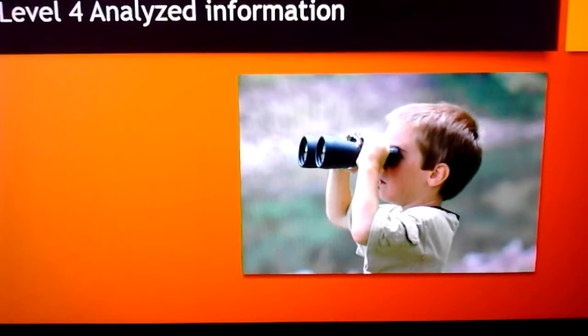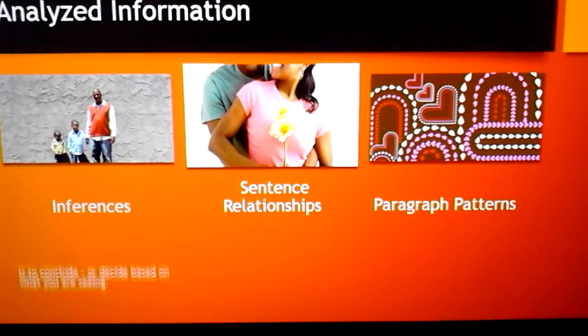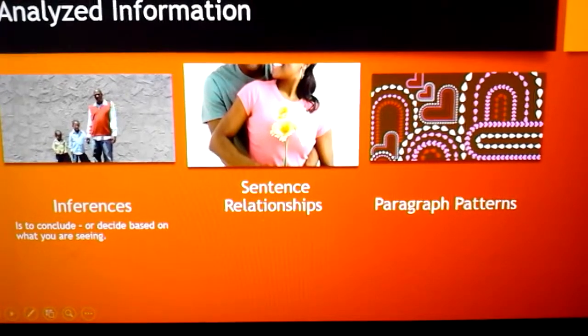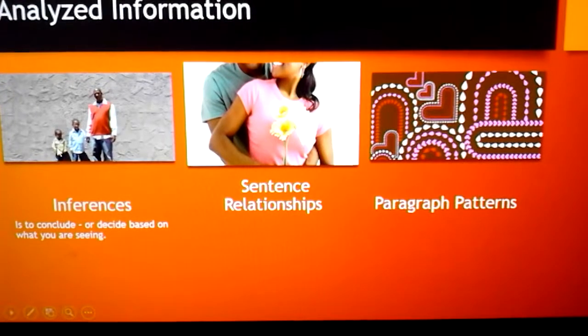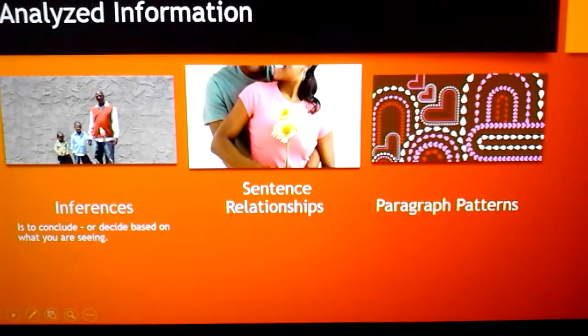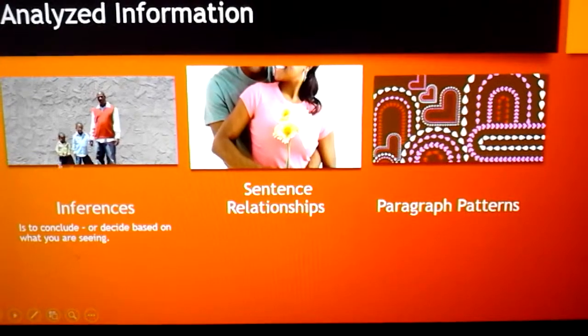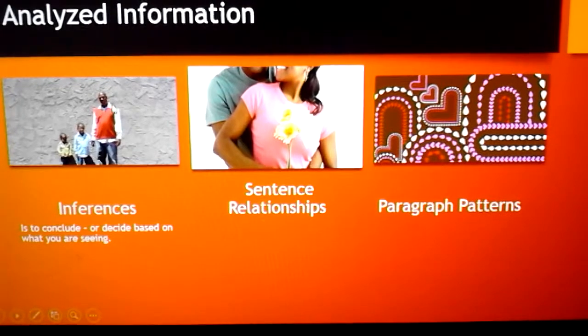So, on level 4, we analyze information. We look at inferences. Inference is to conclude or to decide based on what you are seeing. So, we have a picture with a taller man, a little bit shorter child, and one shorter than the previous child. We can make an inference that this is probably the dad and 2 kids, and that the one in yellow is the younger brother. You can also infer that they're happy because you can see smiles on their faces, and they're well dressed, so maybe they're going somewhere.